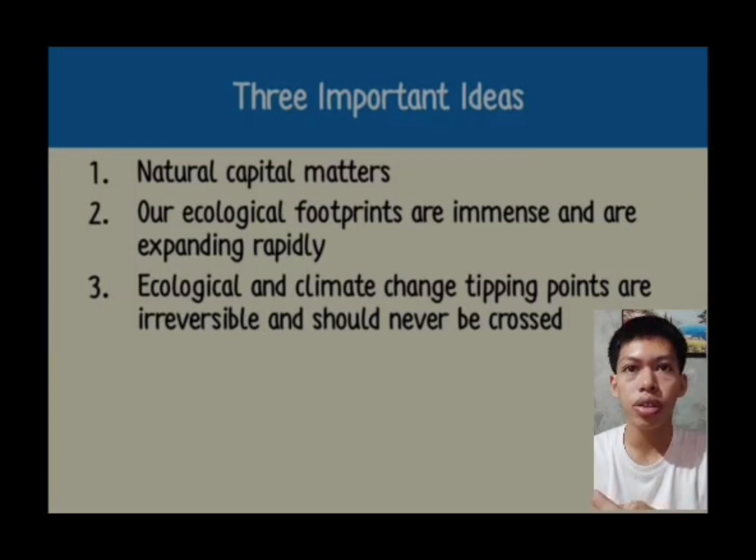My explanation is these three important ideas mean that natural capital is crucial for a healthy environment and sustainable life, while human activities consume resources beyond Earth's regeneration capacity, causing harm to ecosystems. Crossing critical thresholds in climate and ecosystems can cause permanent damage, emphasizing the importance of prevention.